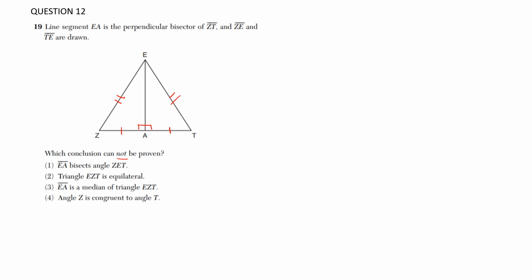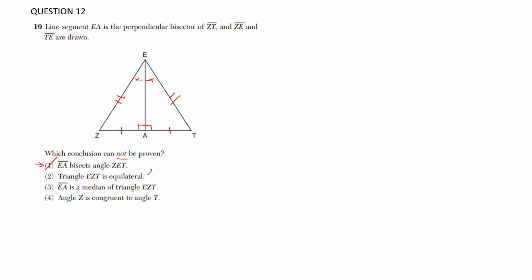So because it's isosceles, we know that the perpendicular bisector of that line forms 2 equal angles on either side, and therefore this is correct, and therefore we can cross it out. For the second one, we know it's isosceles, but it's not necessarily equilateral. So let's leave this unmarked for now.